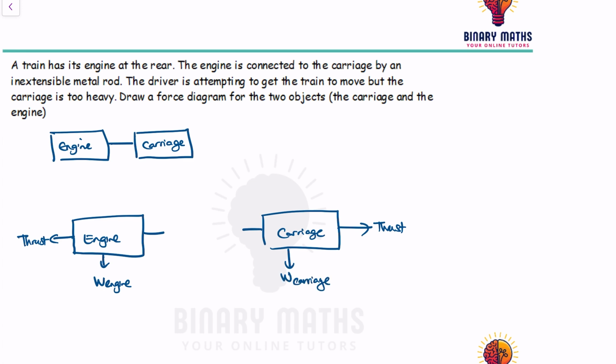The driver is attempting to get the train to move, but the carriage is too heavy. Because the carriage is heavy, there must be a force of friction stopping it from moving. So friction must be acting in the opposite direction. Friction, and there must be a force that's driving it forward. So on.